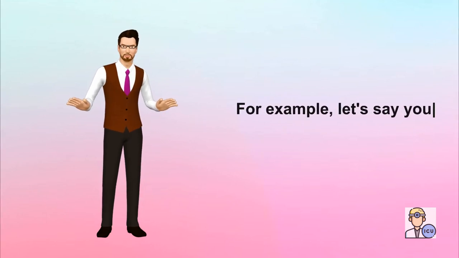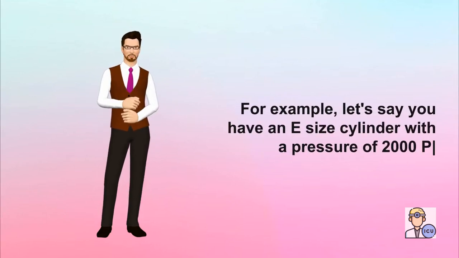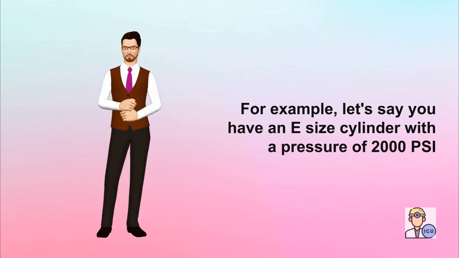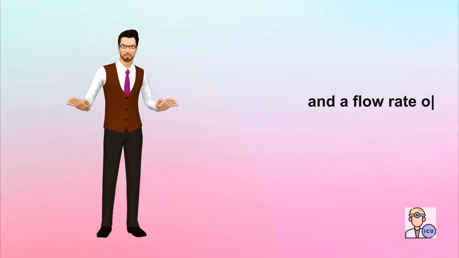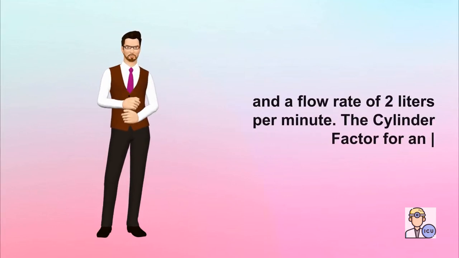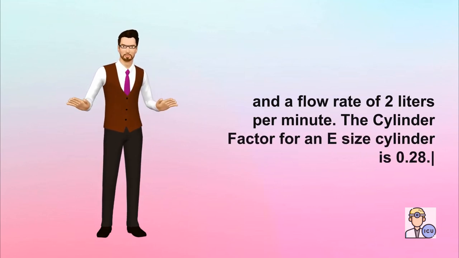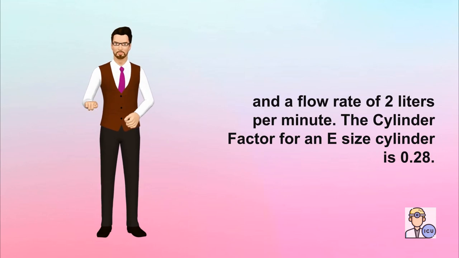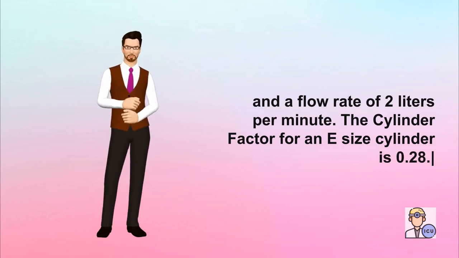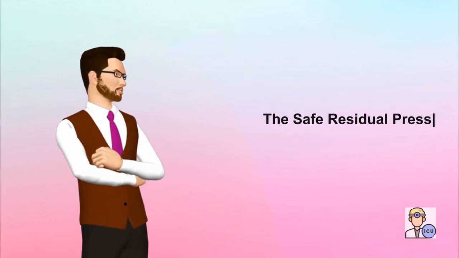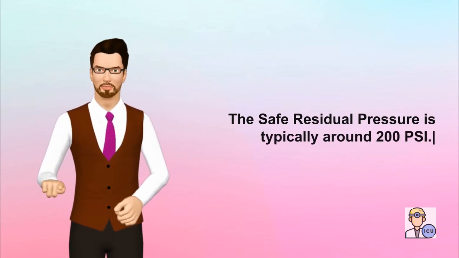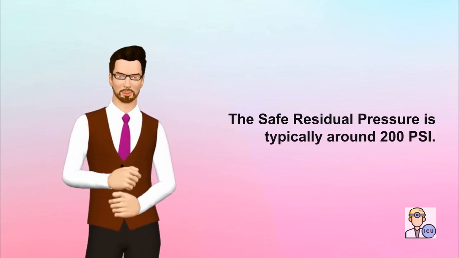For example, let's say you have an E-size cylinder with a pressure of 2000 psi and a flow rate of 2 liters per minute. The cylinder factor for an E-size cylinder is 0.28. The safe residual pressure is typically around 200 psi.